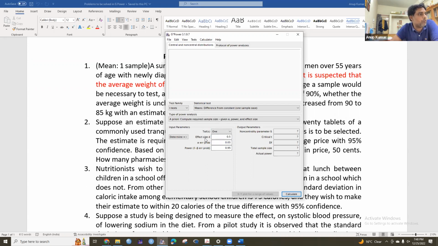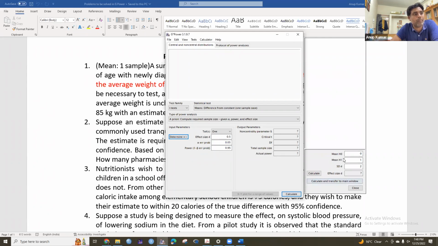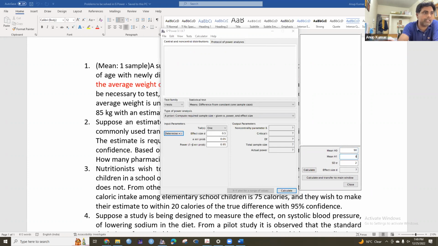Now what is the effect size d? For calculating the effect size, you have to click on determine, and this new window will pop up. Under the null hypothesis, it is 90. Now he is saying it is 85. Standard deviation, he is claiming 20. Calculate the effect size d. It comes out to be 0.25. Click on calculate and transfer to main window. Now this calculated value is transferred to the main window.